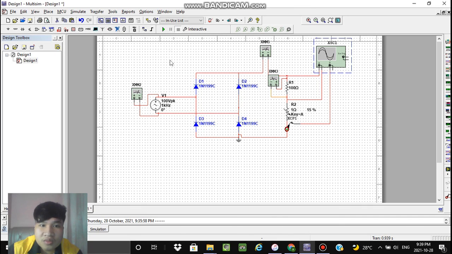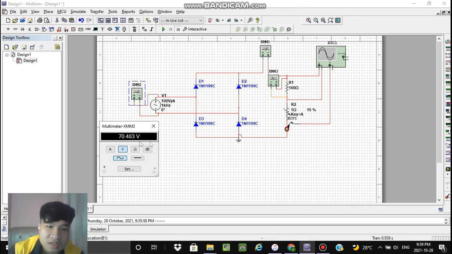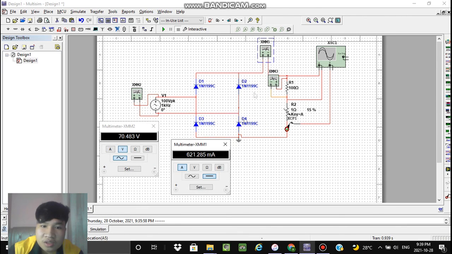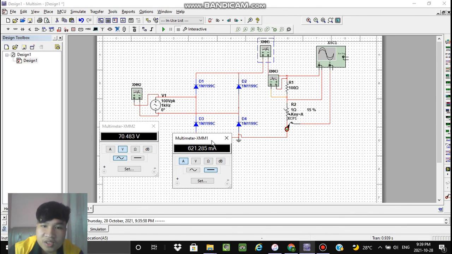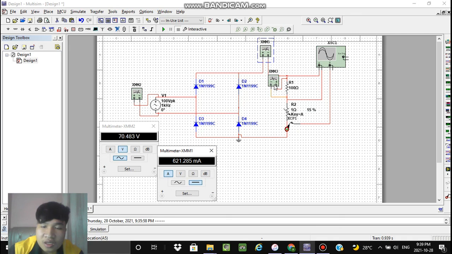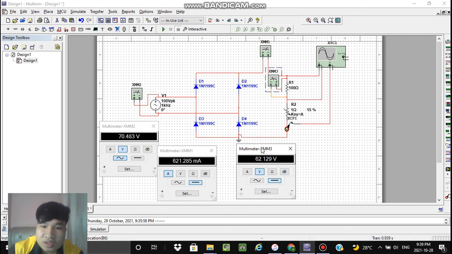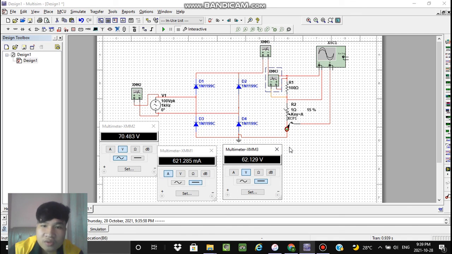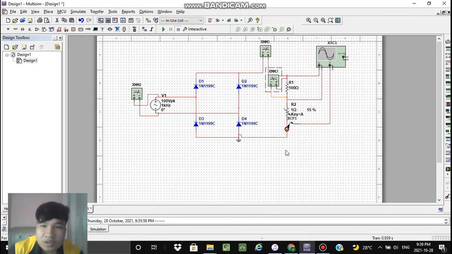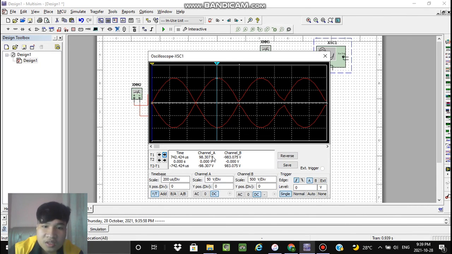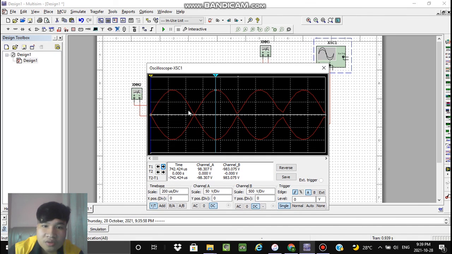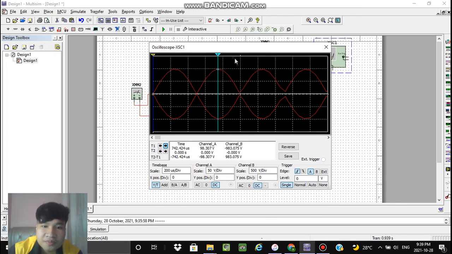Next, let's see the measurement. Here we have the VAC at 70.48 volt, our current output is 61.285 milliampere, and our V output is 62.129 volt. Next, we will talk about the Vmax, which we obtain from the oscilloscope. Here in channel A, we have a Vmax from the R load, which is 98.307 volt, which is the highest voltage capacity that the R load can take.